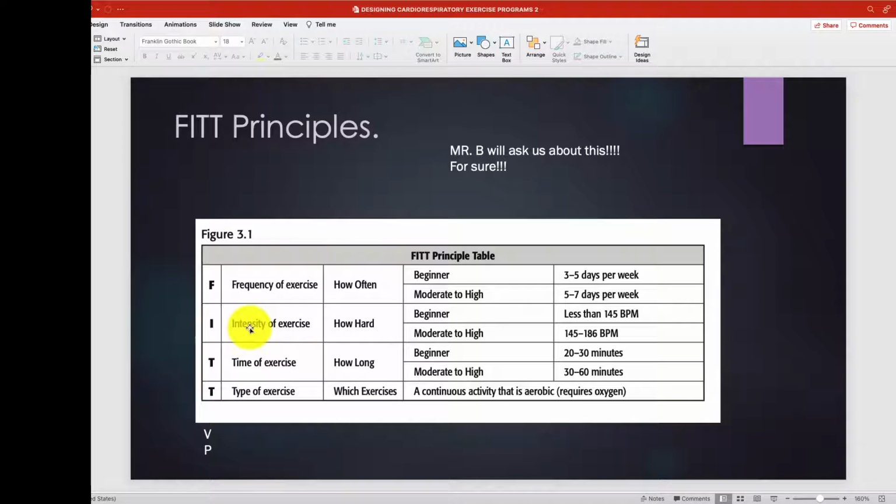So intensity is inversely related with time, right? If we have high intensity, we're going to have low time. If we have low intensity, we're going to have high time, right? So these two are inversely related.